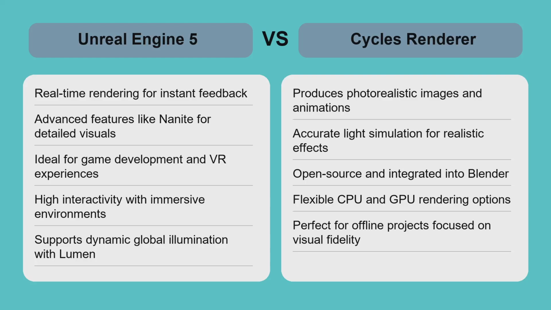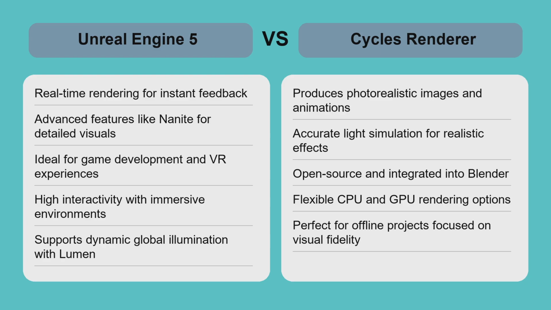Unreal Engine 5 shines in scenarios where real-time rendering is crucial, such as game development and virtual production, allowing creators to interact with their scenes instantly. Its advanced features like Nanite and Lumen deliver impressive visuals without pre-rendering delays.